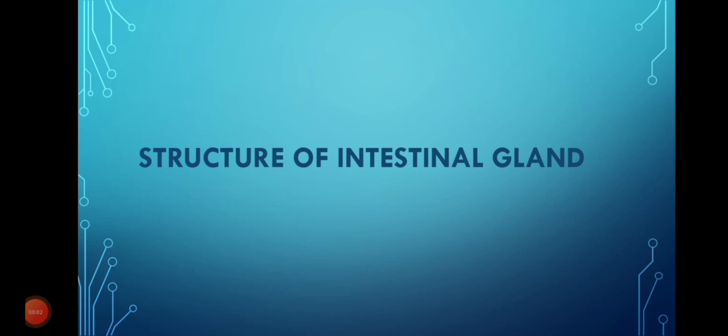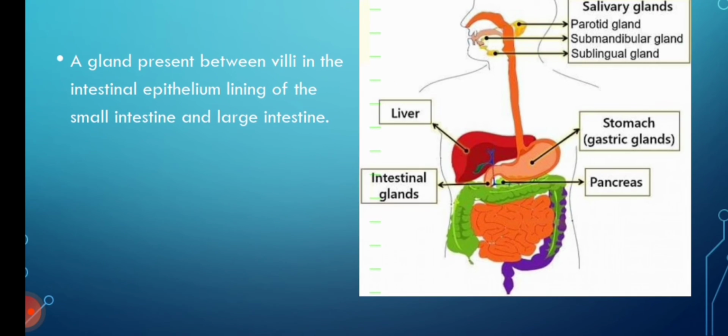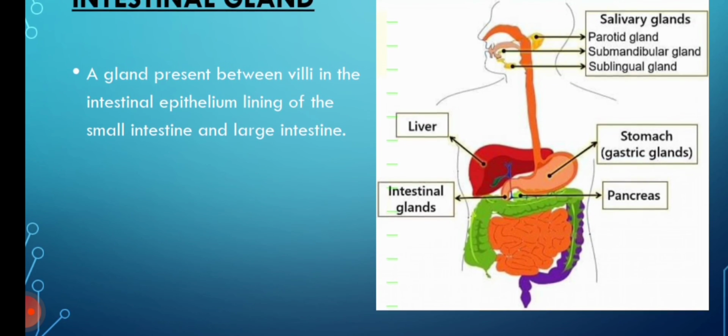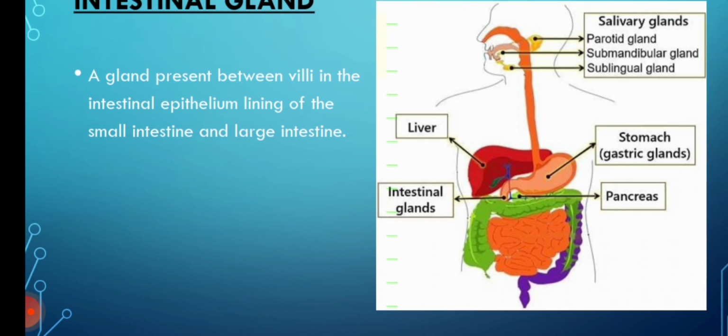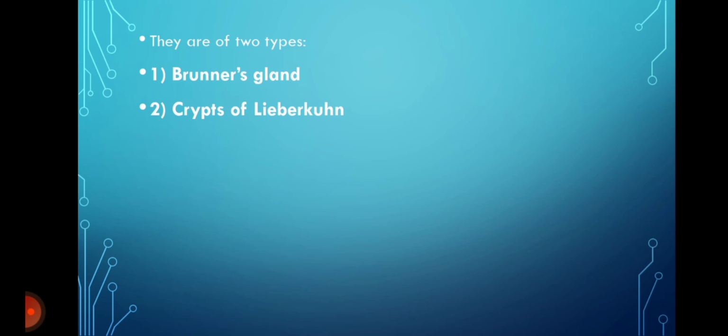Next is about the structure of intestinal gland. Intestinal gland is the gland present in the body between the villi in the intestinal epithelium lining of small intestine and large intestine. They are of 2 types, Brunner's gland and crypts of Lieberkuhn.